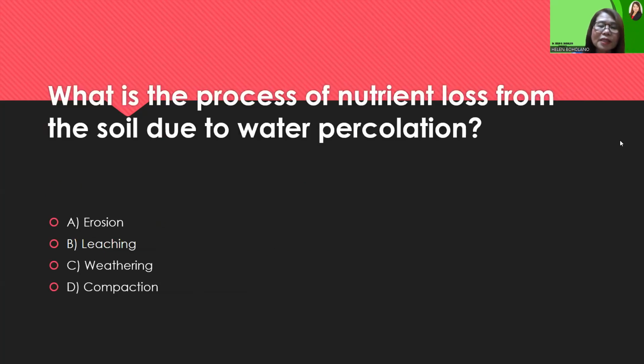So what is the process of nutrient loss from the soil due to water percolation? Is it A, erosion, B, leaching, C, weathering, or D, compaction? Okay, start answering now.